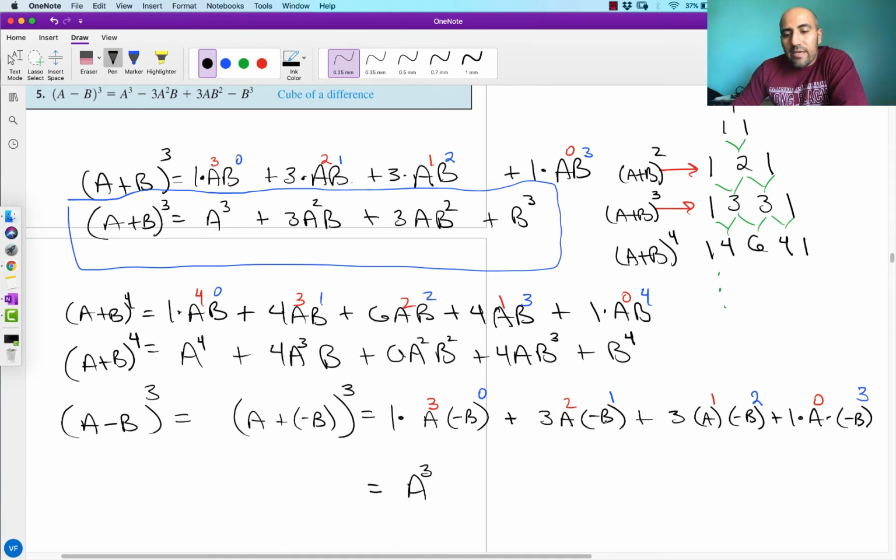Now, negative b to the power of 1 does not eliminate that minus, so we end up with a minus 3a squared b. And then negative b squared, that does get rid of that minus, so this becomes plus. So we'll end up with a plus 3ab squared. And then having a negative raised to the power of 3 does not get rid of the negative, so we still have a minus b cubed. Right? So there's our way of figuring out what this is.